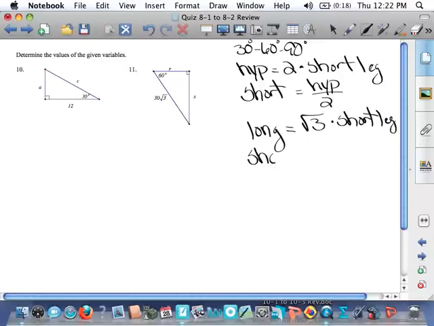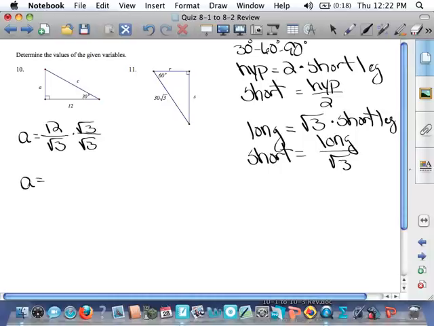Therefore, the short leg is equal to the long leg divided by the square root of 3. So now, when I look at number 10, I have the long leg and I need the short leg. So the short leg, A, is equal to the long leg 12 divided by the square root of 3. You must rationalize that denominator. I'm going to multiply that by the square root of 3.